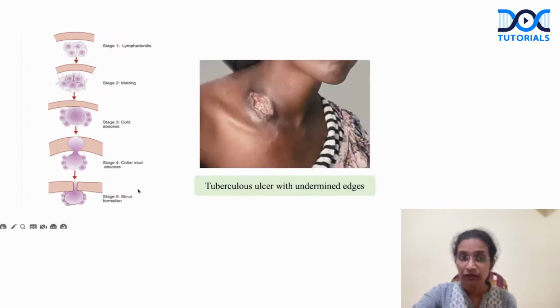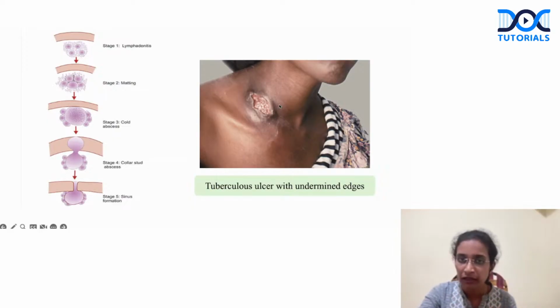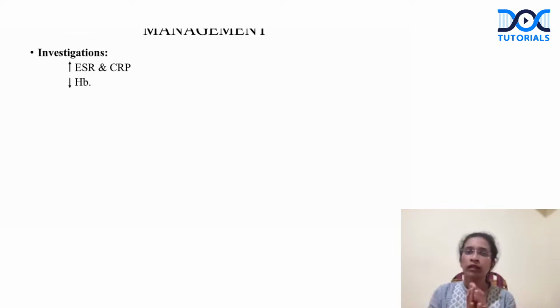And this sinus formation, if it is again left untreated, might eventually ulcerate. This is a classical or hallmark feature of any tuberculous ulcer, that is, a tuberculous ulcer with undermined edges. So what is the reason for this undermined edge? This tuberculous bacteria destroys the subcutaneous fat faster than the rest of the other tissues. So the subcutaneous fat is being destroyed by this mycobacterium faster than the rest of the soft tissues, and the bacteria survives after destroying the subcutaneous tissue. It survives there because it prefers to stay in a relatively anoxic environment, and that's the reason for these undermined edges. Okay, so that is all about the tubercular ulcer.